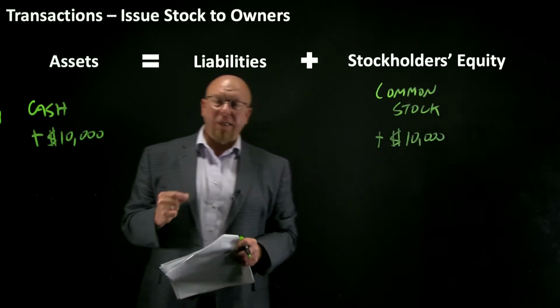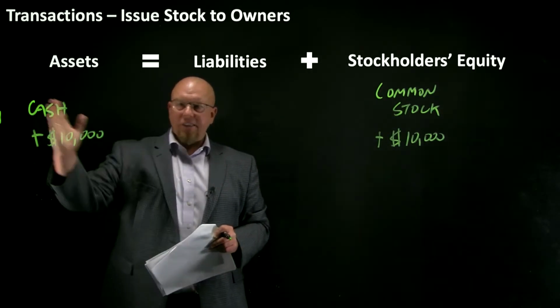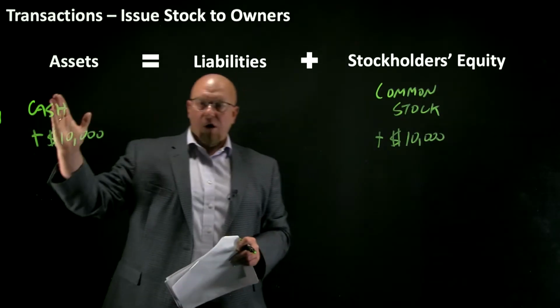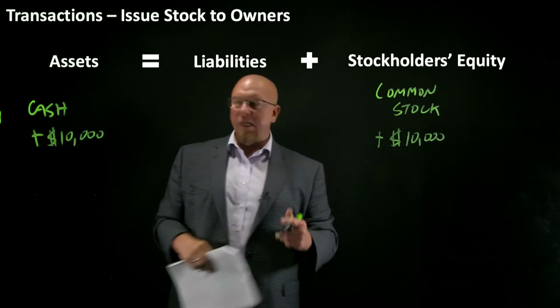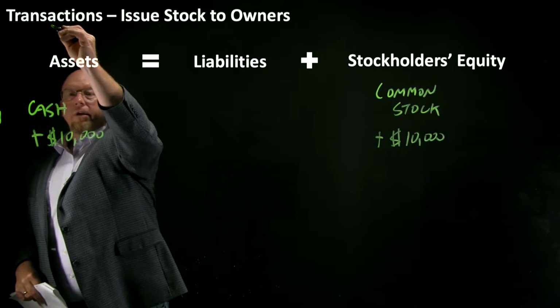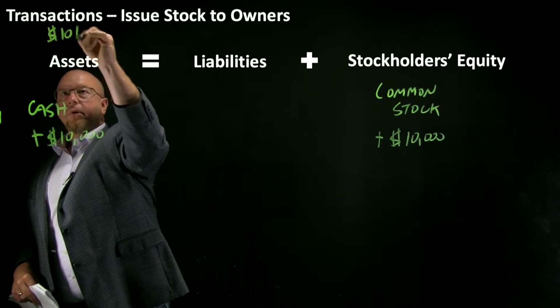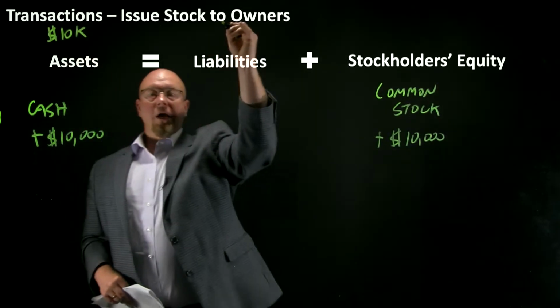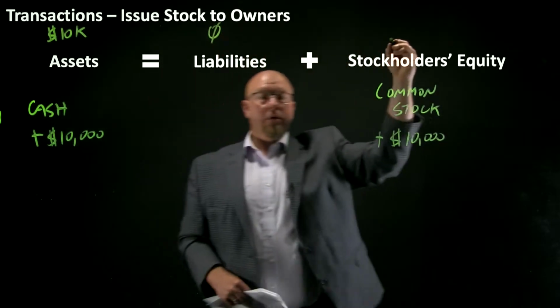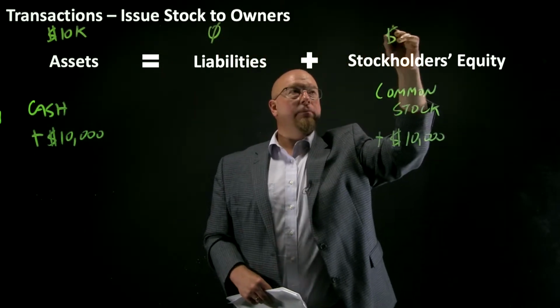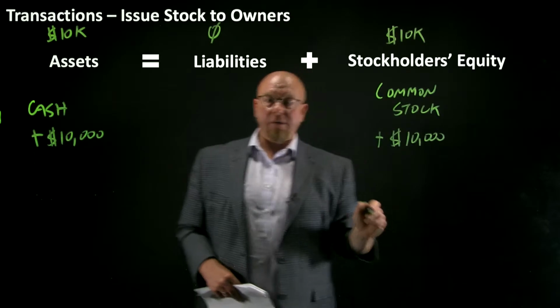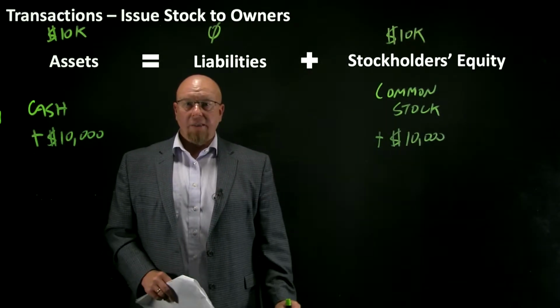As we look at other transactions, what you're going to see is this identity. Assets will always equal liabilities plus stockholders' equity. At this point in time, our assets are $10,000. Our liabilities are $0. And our stockholders' equity is, again, $10,000. So the equation stays in balance.